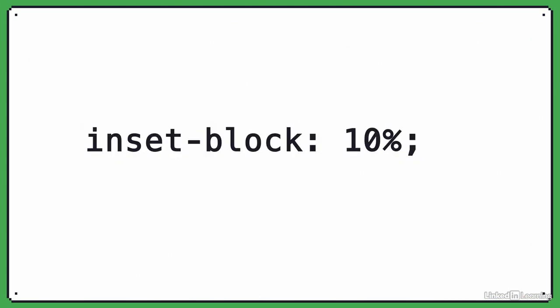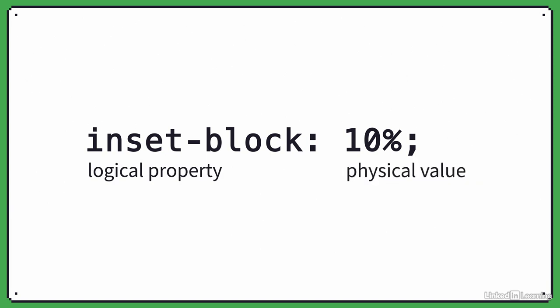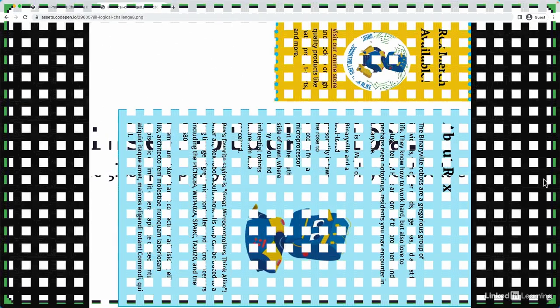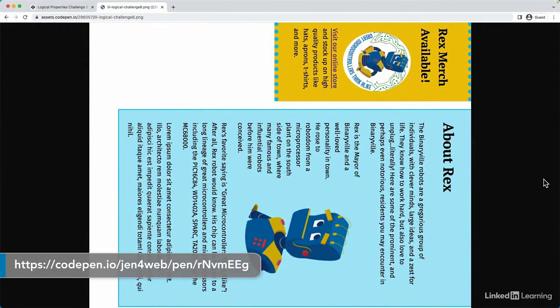It's worth noting that while inset properties are part of the logical properties specification, the values are physical values like 10 pixels, 30%, or 2 rem. The location of these values may change with the writing mode, the direction, or the text alignment, but the values themselves do not change. In this challenge, you'll create a page layout like this using CSS positioning.